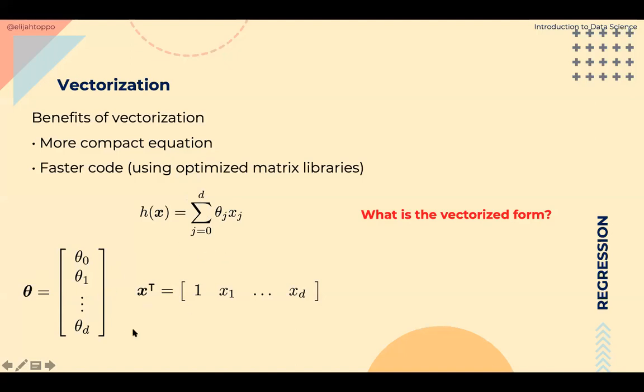Theta transpose times x, even though it looks like one equation, in the background your program has to do many things to evaluate that multiplication. But those parts are optimized, which means that we have faster code. Okay. So for one data point, it is fine.